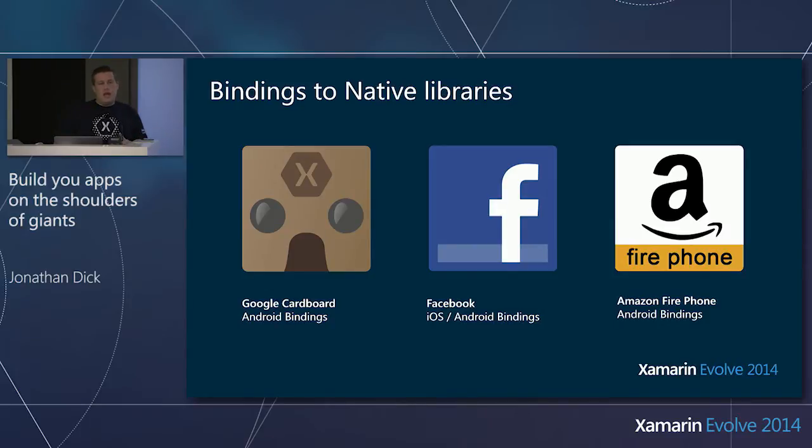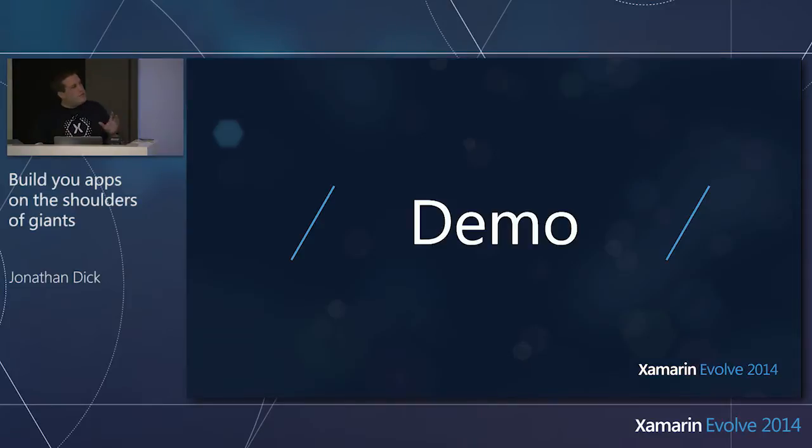We have both Android and iOS native SDKs bound for Facebook as a component. And of course, Amazon's Fire Phone, you can do all the cool dynamic perspective controls. You can ship a Xamarin app using that component, which is bindings into their APIs. So that's a lot about the different types of giants that we have.